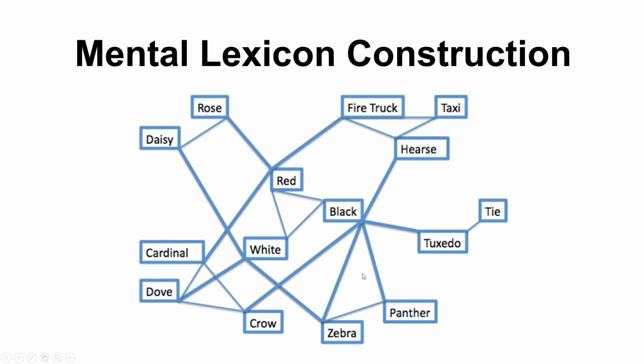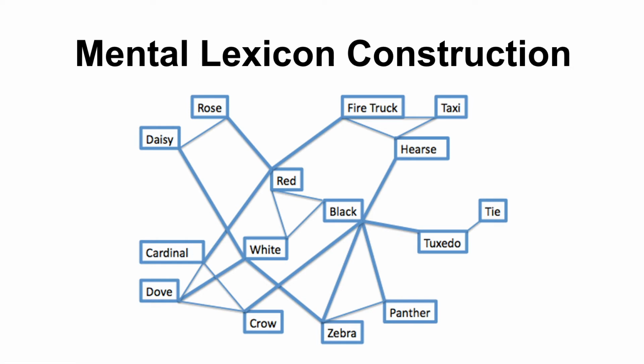So in the middle here we have a bunch of color words: red, white, and black. And then we have things that associate very closely with those. If we think about red and white, maybe we think about roses. Roses are flowers, so they associate with daisies, and daisies are also white. So these points that connect to one another are similar shared meanings or shared sounds or some kind of relatedness.